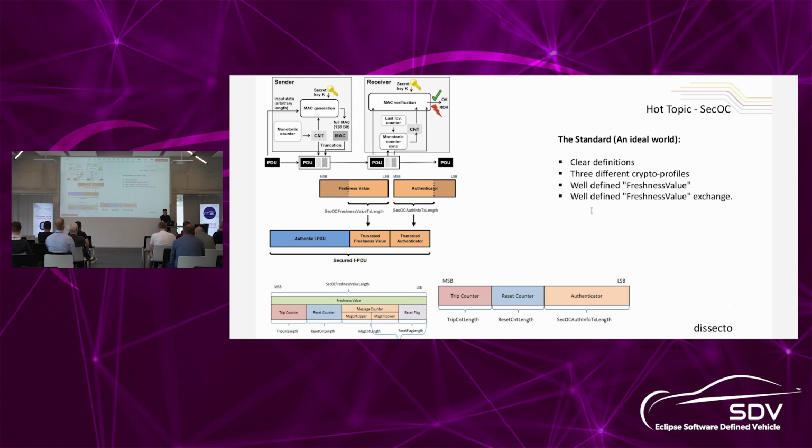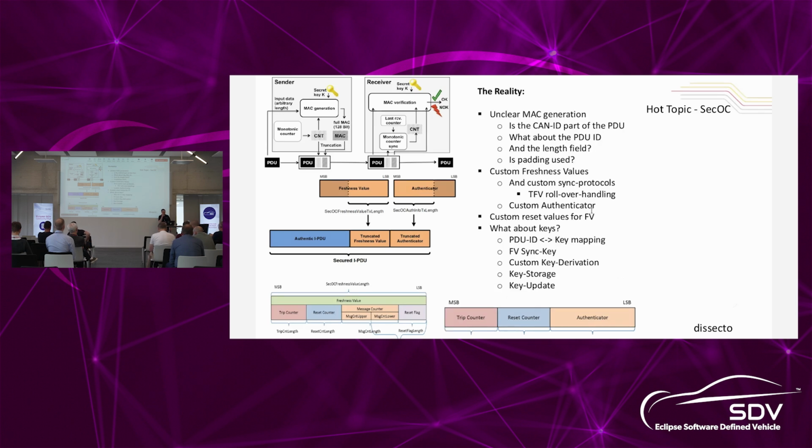We can implement that. But then we have the problem of reality: every OEM uses basically their own nonsense of how they do SecOC. There's unclarity in how we even generate the MAC, what do we hash? If I send a CAN message, do I hash the ID with it? Do I just take the data? Every OEM does it differently. Do I use padding? Don't I use padding? We have a lot of custom written key exchange. Therefore, it's hard to implement.